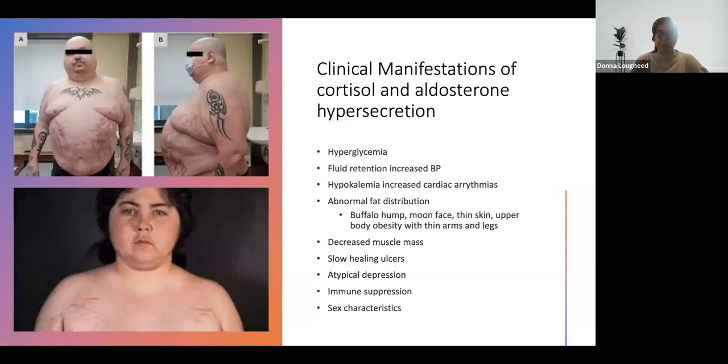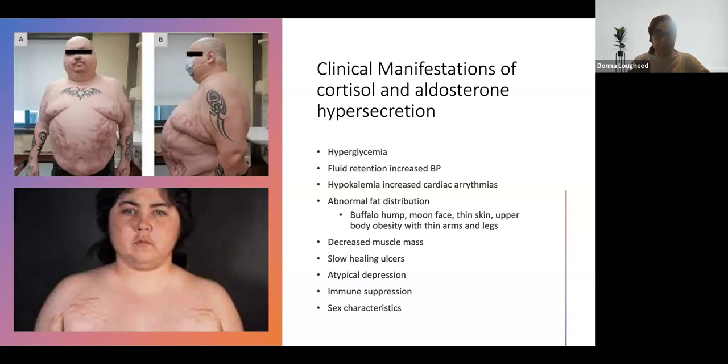Well, the clinical manifestations of hyperfunction are directly related to the hypersecretion of these hormones, and they include hyperglycemia, fluid retention, hypokalemia. There's abnormal fat distribution. Remember, if we have too much and we're metabolizing fat, well, we're metabolizing it, but in all the wrong places. We also see a decreased muscle mass with muscle weakness.